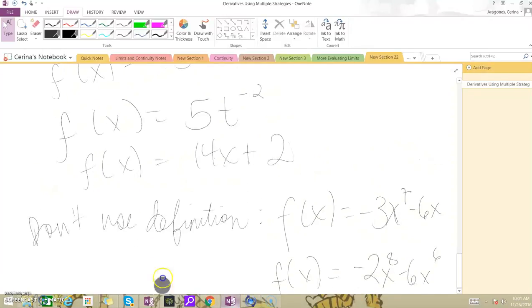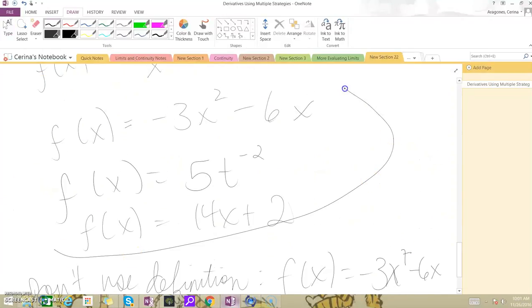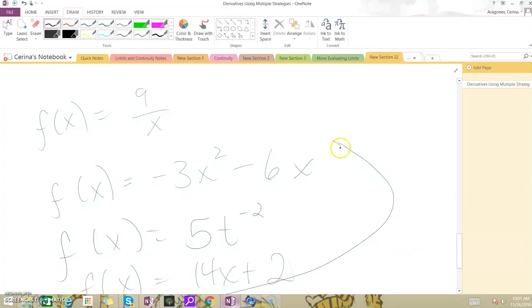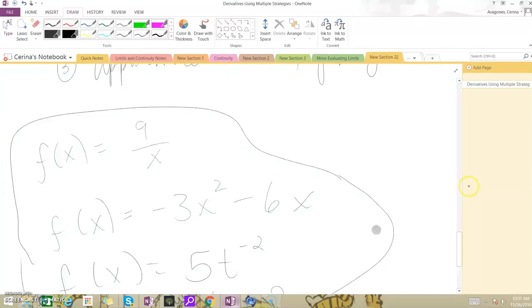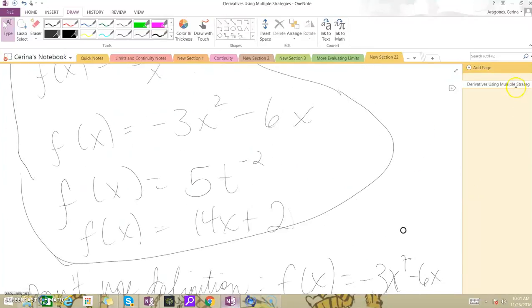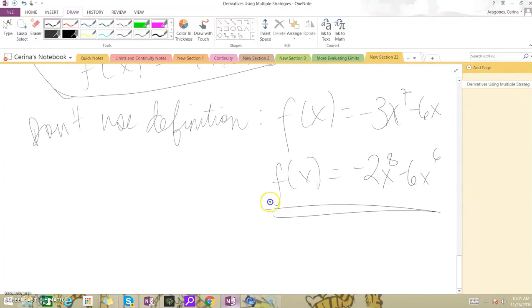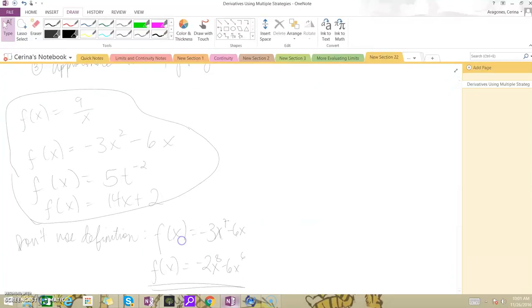Okay, so do some practice with these. Use the definition and power rule and see what you get. You should obviously get the same thing, right? One function has one derivative. And then with these ones, just use the power rule, get some practice. So there you go.